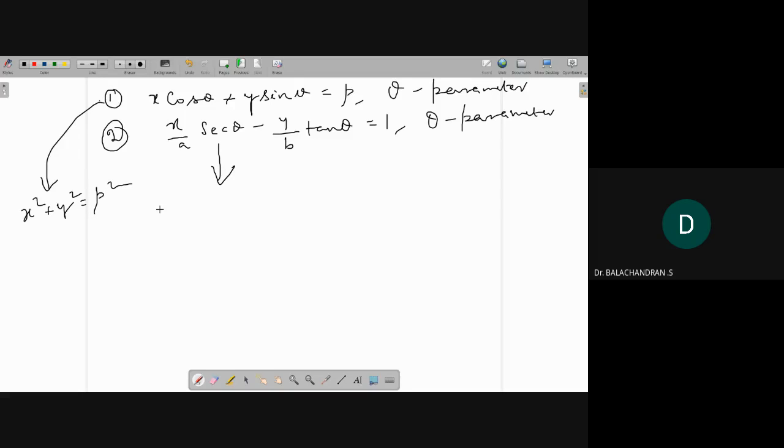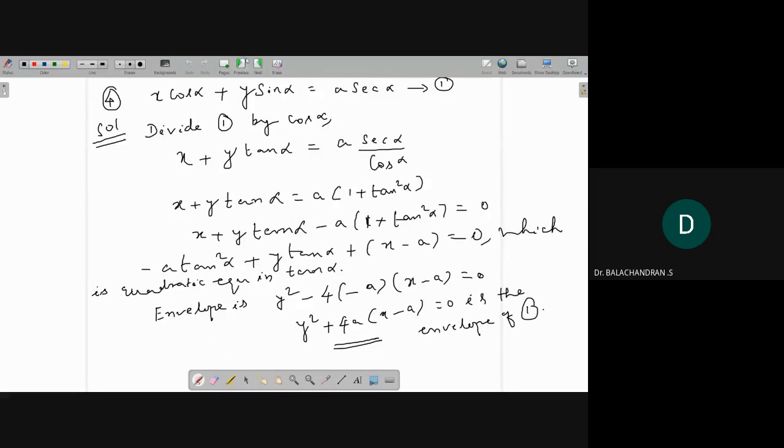The answer for the second problem is the equation of the hyperbola, x square by a square minus y square by b square equal to 1. You can even check it here. What is the hyperbola parametric form? A secant theta, B tan theta. If you substitute here, x is equal to A secant theta, A gets cancelled, secant square theta. Here B gets cancelled, tan square theta. Secant square theta minus tan square theta equal to 1. So from this also, you can predict the answer is the hyperbola. If you know the parametric form, you can predict the answer.